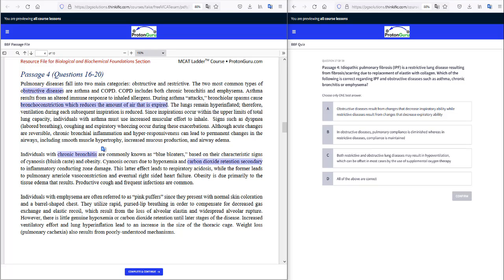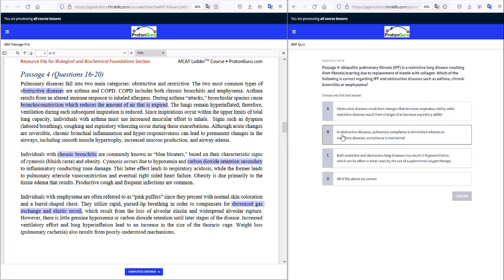And then we look down to the discussion of emphysema. Individuals with emphysema also suffer from decreased elastic recoil and a decrease in gas exchange. All of those things suggest that choice A can't be correct. All right, so A is out.